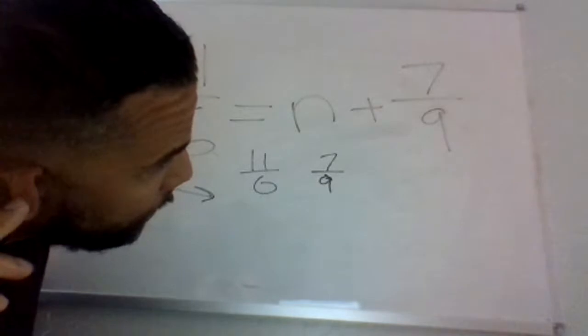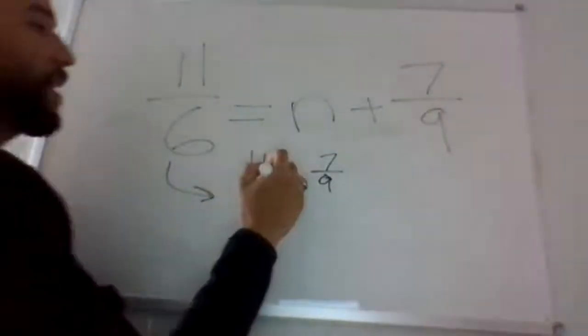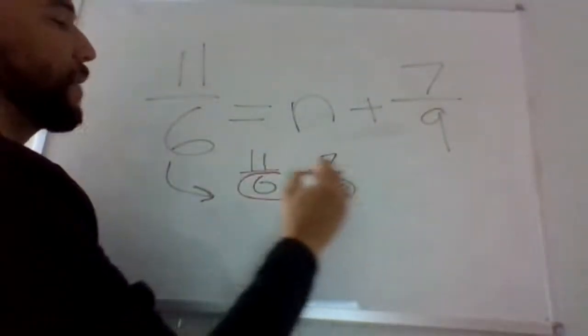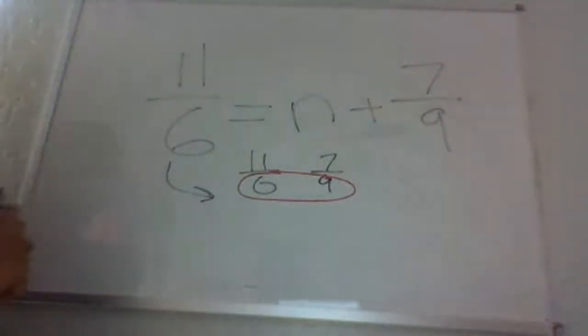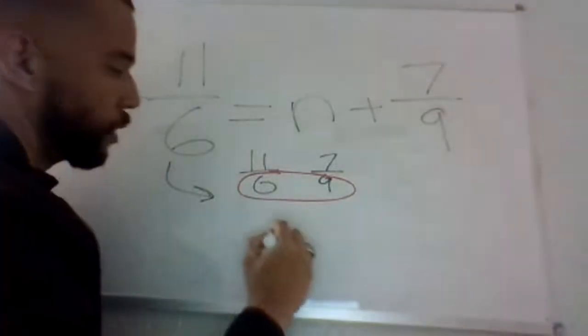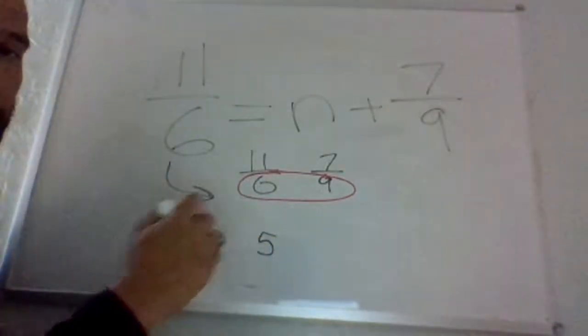Multiply 6 and 9. Good. So we're going to multiply 6 and 9. What's that going to give us? 54. So we know our denominator now is going to be 54.